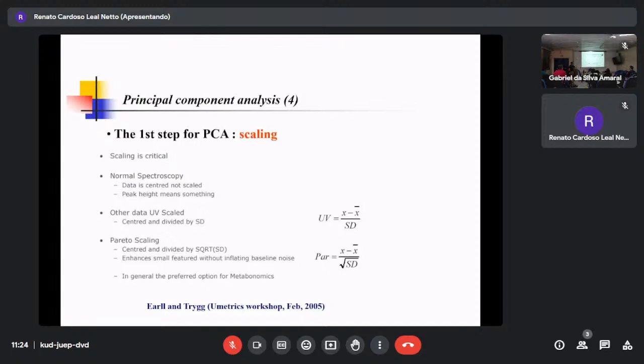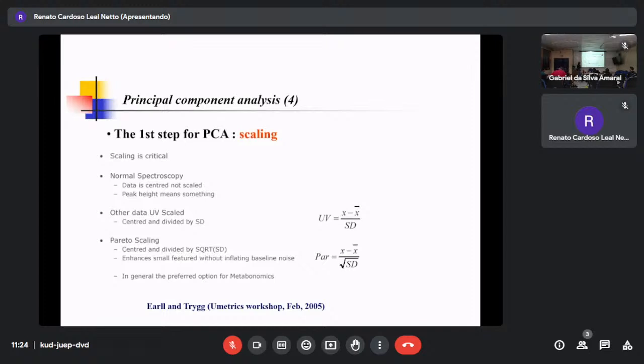So the first one: I explained normalization yesterday, and this morning, against the total intensity, against the internal standard, against the biggest signal. Normalization is to remove sample to sample variation. This is clear. Scaling: some people confuse scaling and normalization. Scaling is peak to peak variation. This is very different.